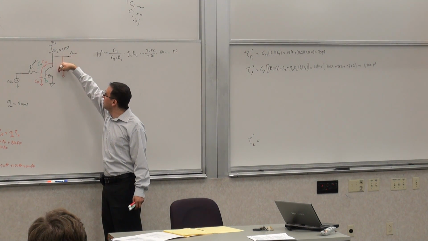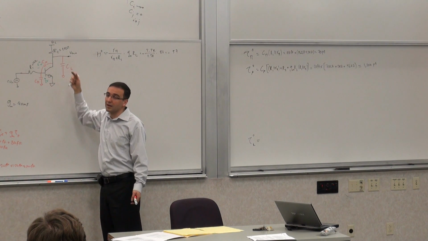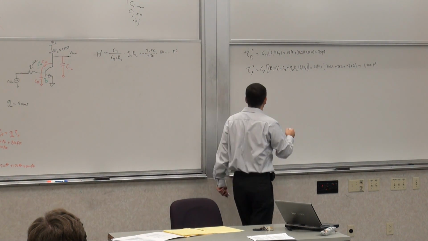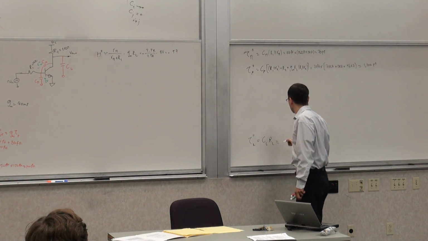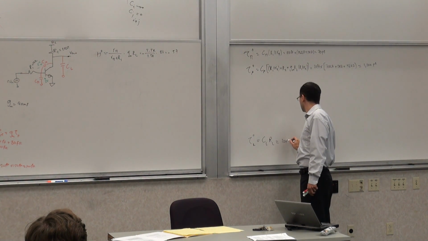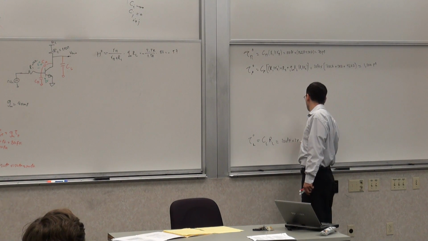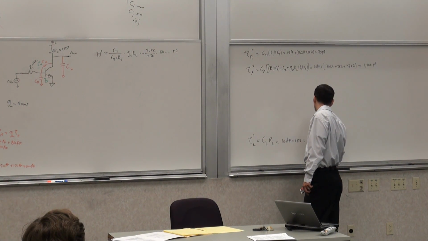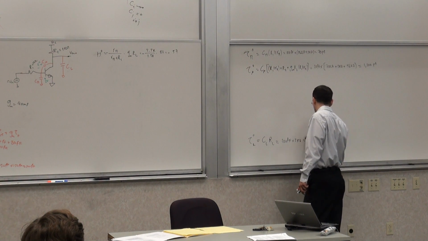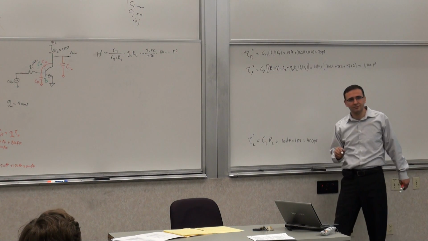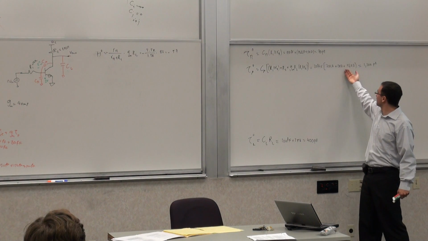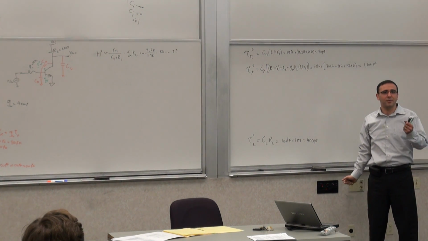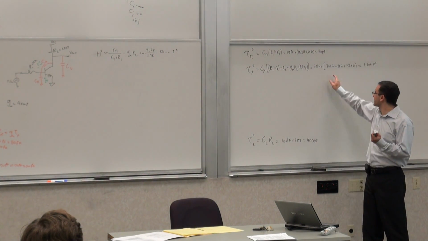Well, if you ignore RO, it's R2. If you didn't, it would be R2 in parallel with RO. Well, let's ignore RO. So it basically becomes CL times RL, which is 200 femtofarads times 2 kilo ohms. That's 400 picoseconds. This is pretty large, but this is the culprit. If you want to fix one thing, you have to fix this.